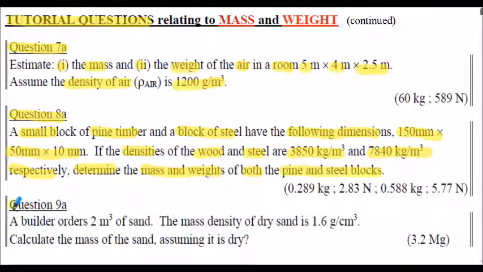And finally, question 9. A builder orders 2 meters cubed of sand. The mass density of the dry sand is 1.6 grams per centimeter cubed. We've got to calculate the mass of the sand, assuming it's dry. Again, answers are stated in the brackets on the right hand side. I would encourage you to stop the presentation and attempt these 3 questions, but the full worked solutions are shown on the following slides.